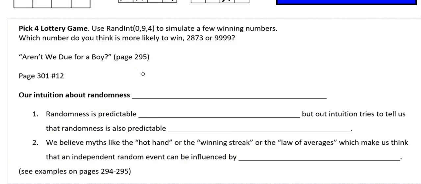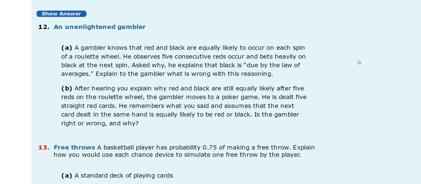Let's take a look at page 301, number 12, for some other fallacies that people have about probability. A gambler knows that red and black are equally likely to occur on each spin of a roulette wheel. He observes 5 consecutive reds occur and bets heavily on black at the next spin. Asked why, he explains that black is due by the law of averages. Explain to the gambler what is wrong with this reasoning.